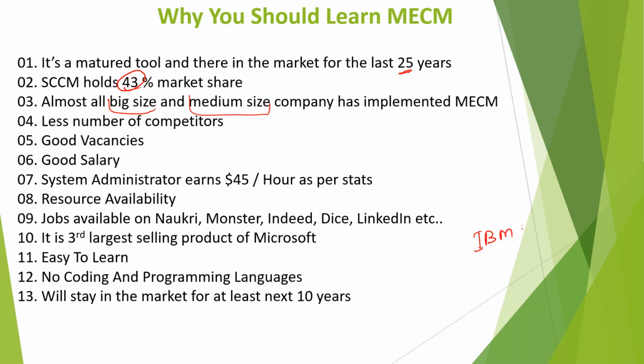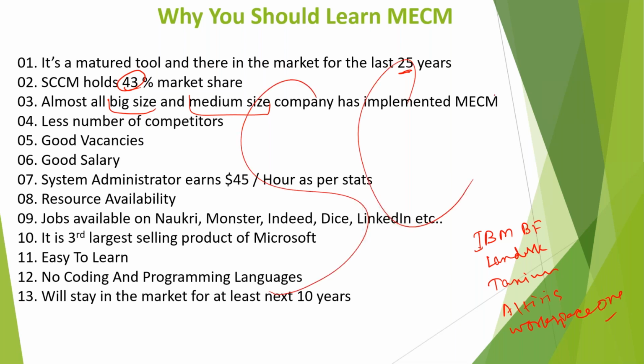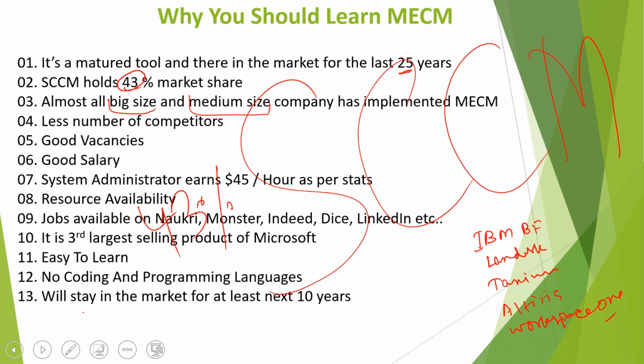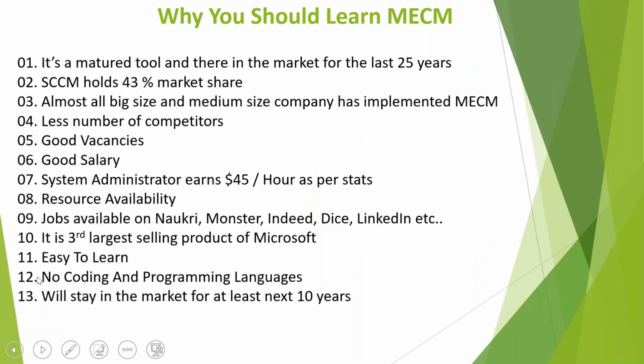Less number of competitors. It has competitors: IBM BigFix, then we have Landesk, Tanium, Altiris, Workspace One, right? These are some of the competitors of SCCM, but very tiny in front of SCCM. SCCM is like a giant in front of these tiny competitors with 43% of market share. 43 means almost 50%, half, right? Almost all big and medium size companies you will find SCCM.